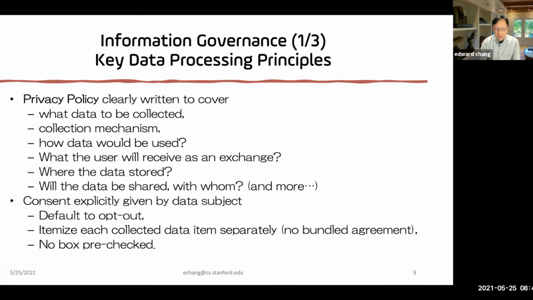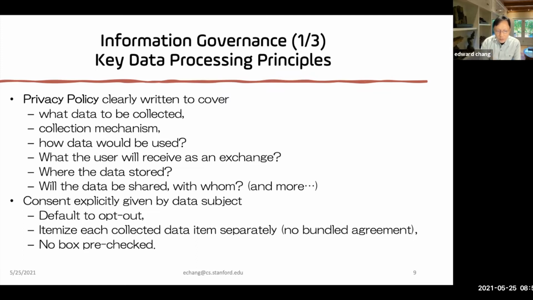So this required information must be stated in the privacy policy. And some consent must be explicitly given by the data subject. And you cannot just say, I give you this policy with 10 items, and you have to agree with either all or nothing. So the key thing here is that by default, all the items will be opt out. And we have to itemize each collected data item separately, and there's no bundle agreement. And the user has to click each one of them to say either I accept your collection of my data or not, right?